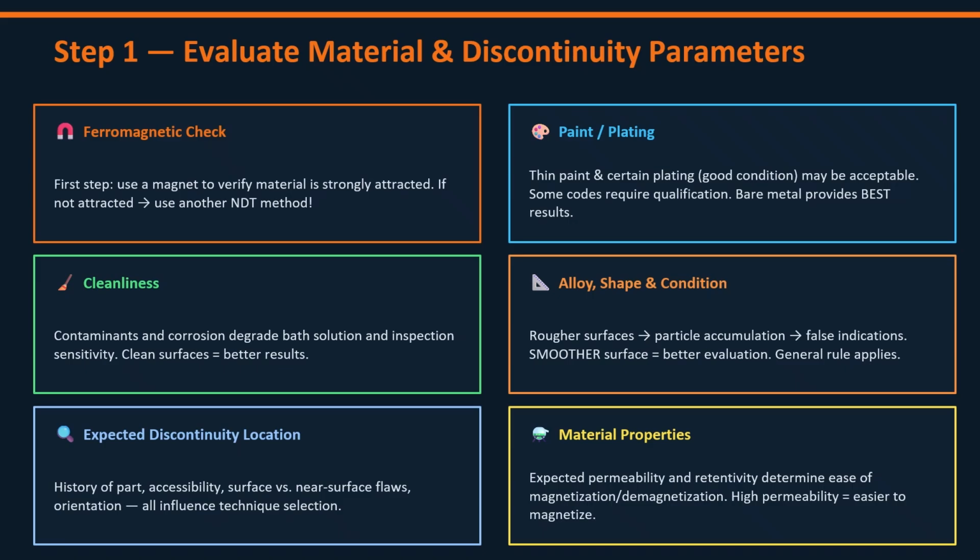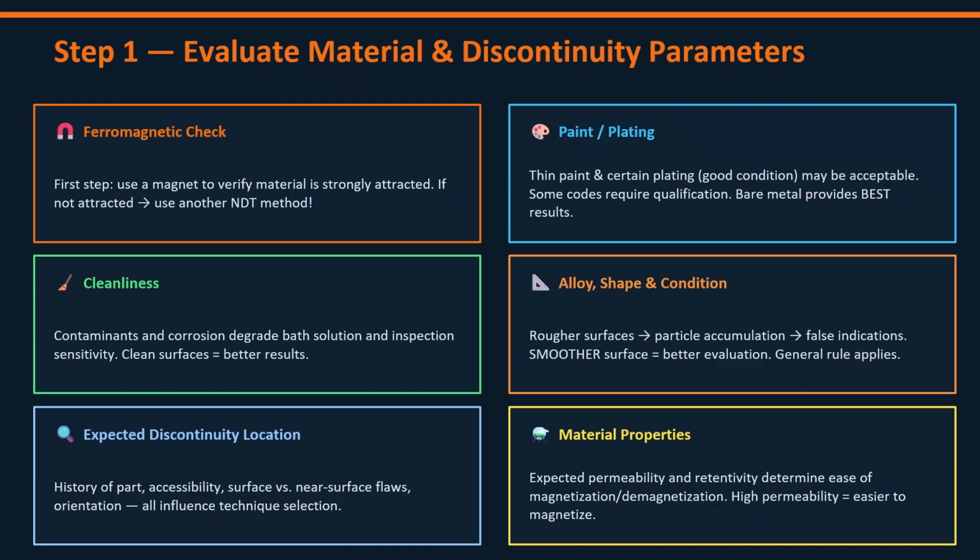Geometry also matters. Threads, sharp corners, holes, keyways, press fits, and abrupt changes in section can create legitimate magnetic leakage unrelated to a damaging discontinuity. The inspector needs to recognize these conditions before interpreting an indication. Then consider the expected flaw. Manufacturing history, service history, stress conditions, weld configuration, accessibility, and likely crack orientation all influence technique selection. Finally, consider material magnetic properties. High permeability generally makes magnetization easier, while retentivity influences whether a residual technique is practical.